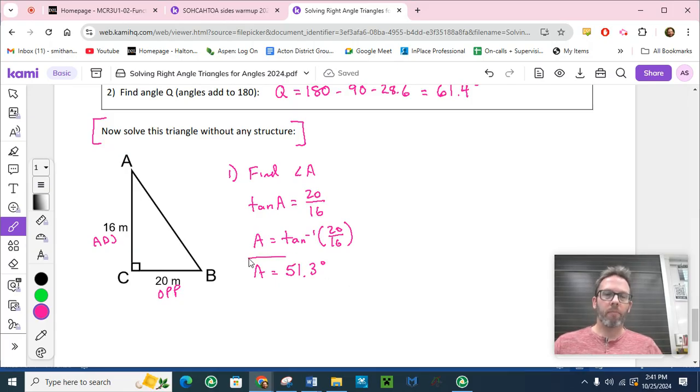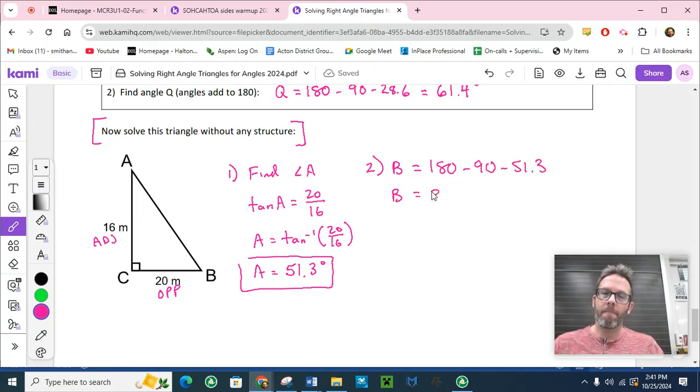All right. Now for B, I could use the tangent ratio again and find angle B that way, but I think it makes more sense just to subtract from 180. 180 minus 90, minus 51.3. I can mental math. 38.7.